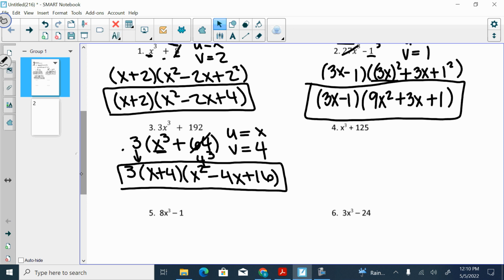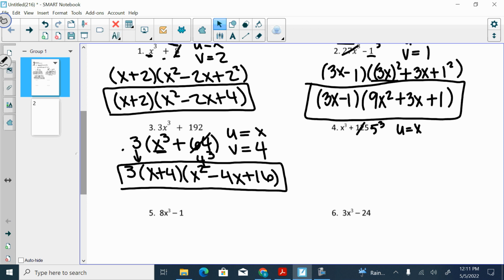And let's look at number 4. Okay, on number 4, is the first term okay as it is? Yeah. Okay, but we got to fix the 125. So remember, math 4 in our calculator. We can rewrite it as 5 to the 3rd power. All right, so what is my u?